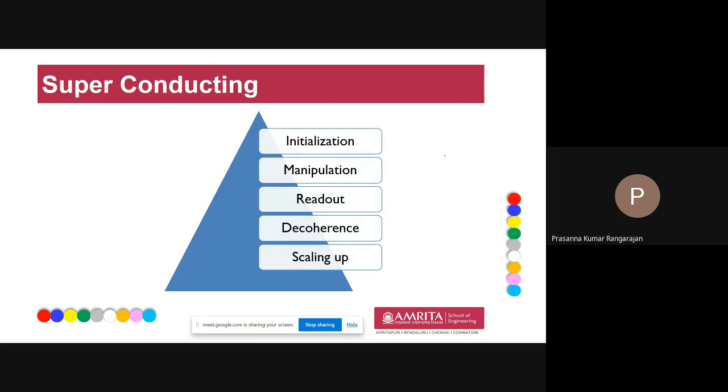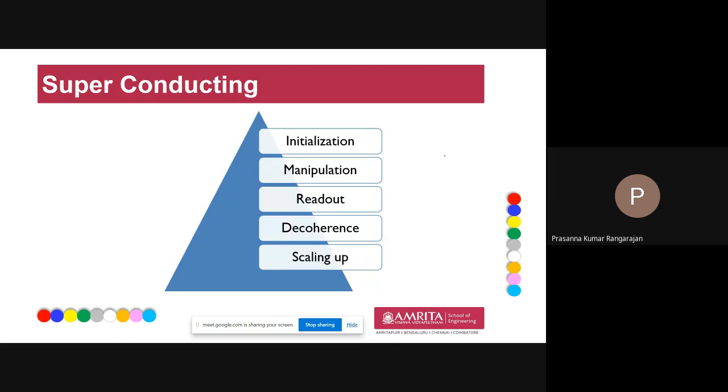So this particular slide, which is in the picture, shows how we can generate qubits. These superconducting qubits are nothing but artificial atoms. Okay, let's be very clear. They are artificial atoms. So they exist in a quantum superposition between two states, and they can be used to perform quantum computations. Okay, so here you can see there are five things: initialization, manipulation, readout, decoherence, and scaling up. Let me explain one by one.